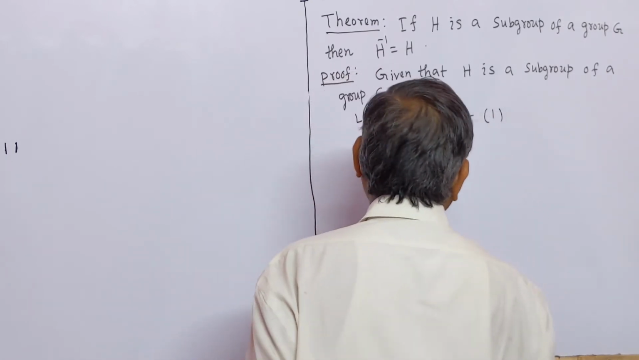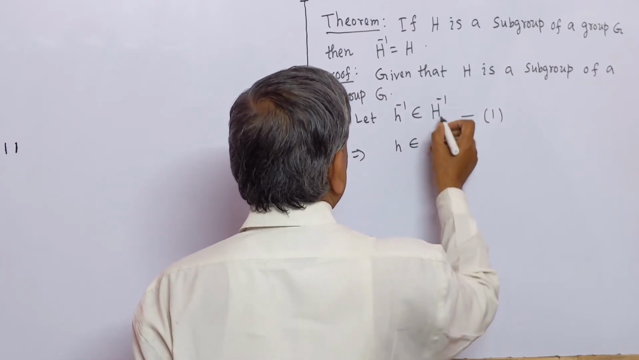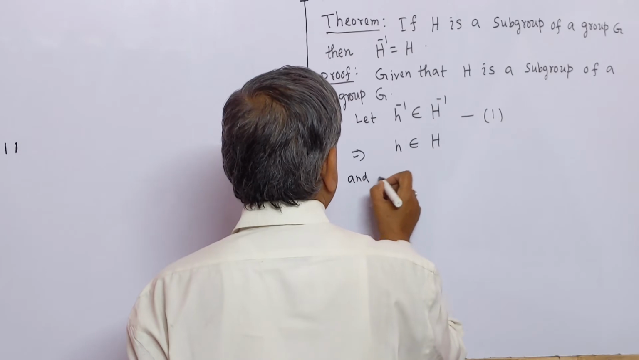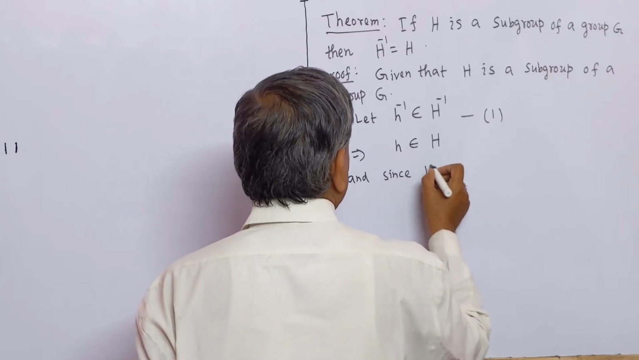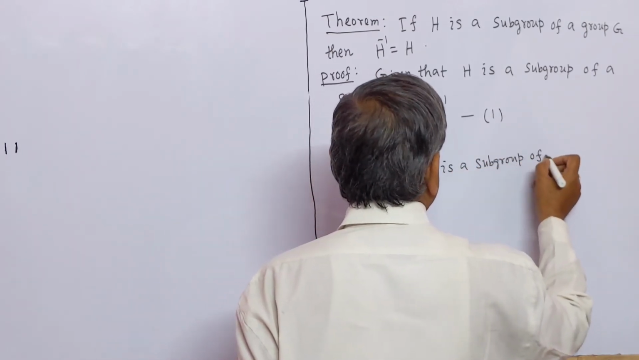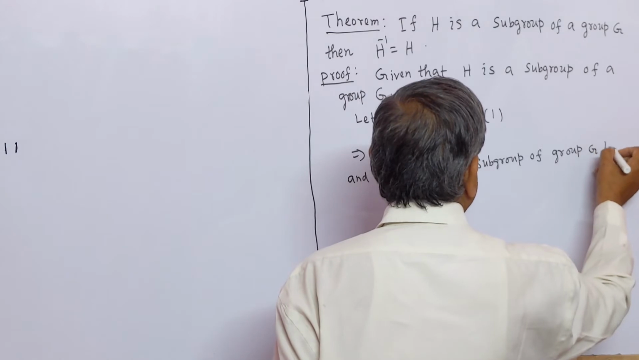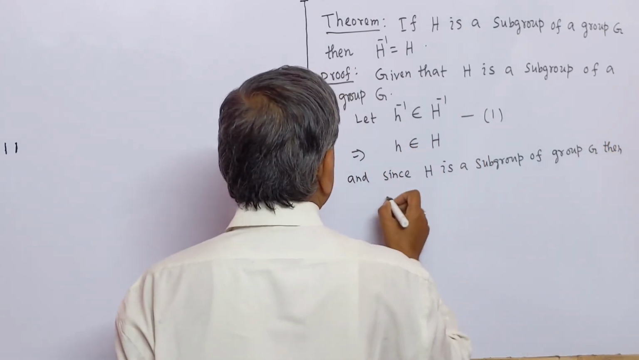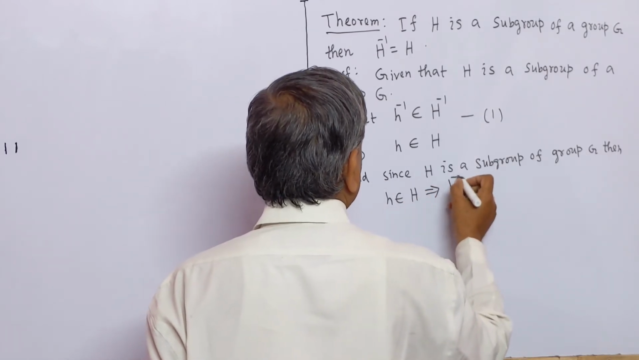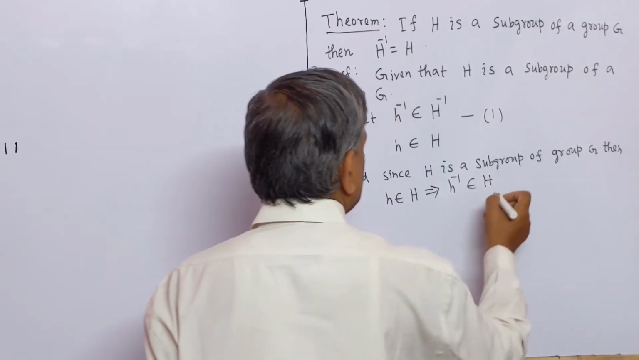This is number 1. It implies that h belongs to H, subgroup H. And since H is a subgroup of group G, then small h belongs to subgroup H implies that h inverse belongs to subgroup H. This is number 2.